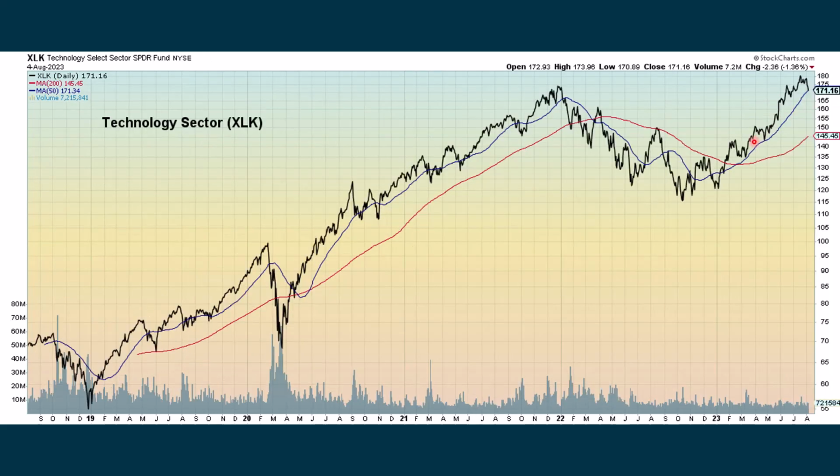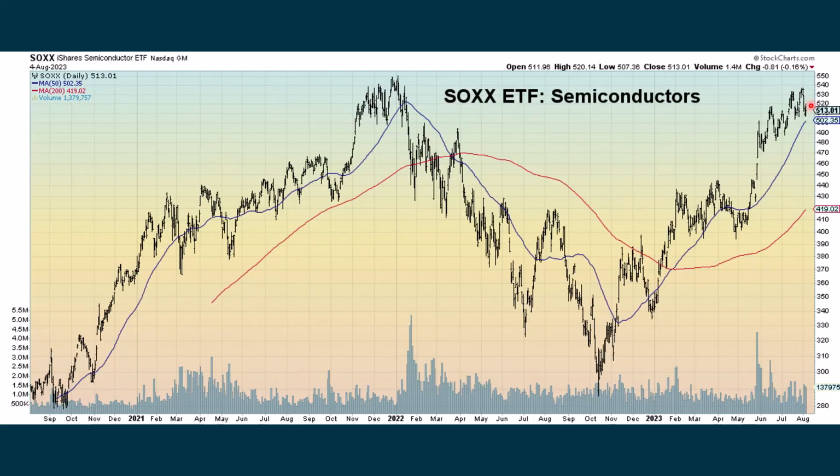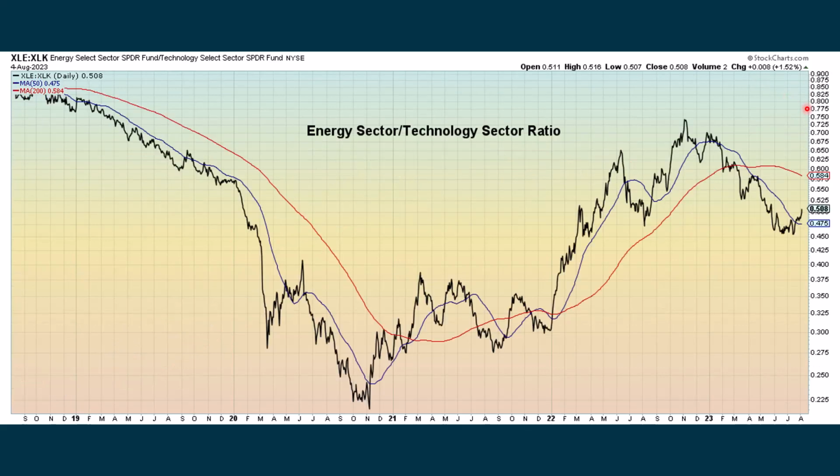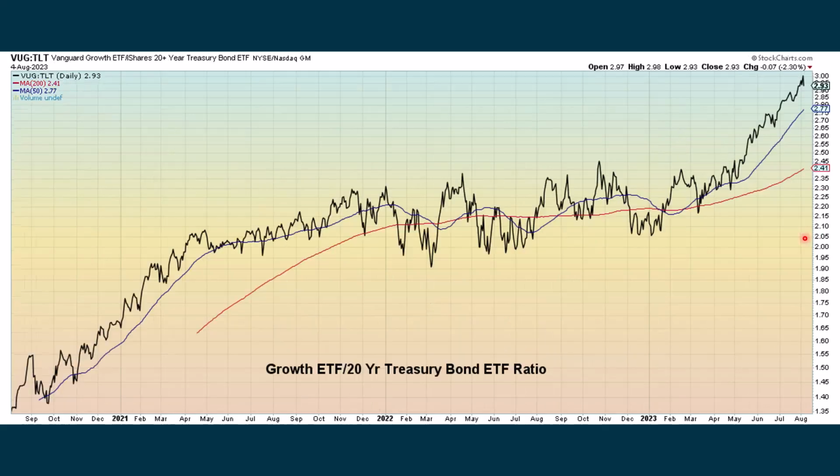The tech sector continues to be in an uptrend, even though it's seen some recent weakness. The semiconductors also in an uptrend, but some recent weakness. The tech sector to the S&P 500 shows that tech has really been outperforming, even though we dropped below this blue line in the ratio. Energy, which did really well in 2022, and tech, which is now doing well in 2023, is showing that energy continues to underperform tech, even though it has been bouncing up recently.